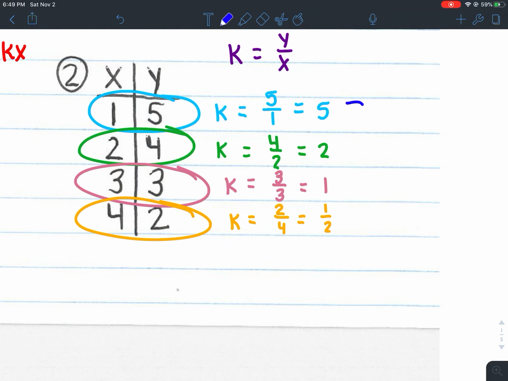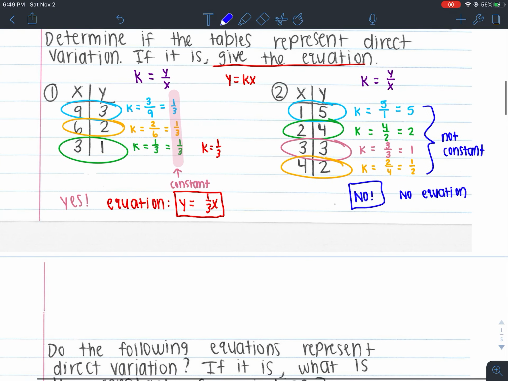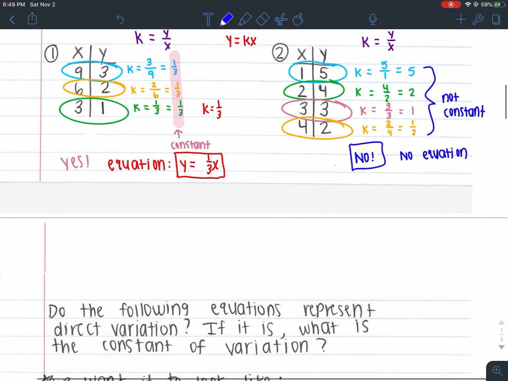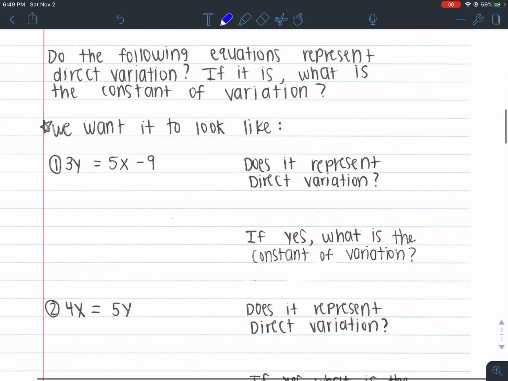Well, what do you notice about all of your values? It's not constant. They're not the same. Remember, constant means the same. Because it's not constant, that means it doesn't represent direct variation. So this would be no, and there's no equation because it doesn't represent direct variation. It does not have a constant k. K has to be constant, or it doesn't represent direct variation. Okay, so there's an example of where it is and where it isn't.